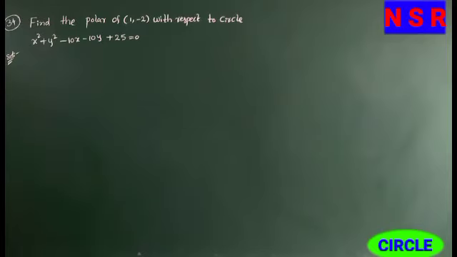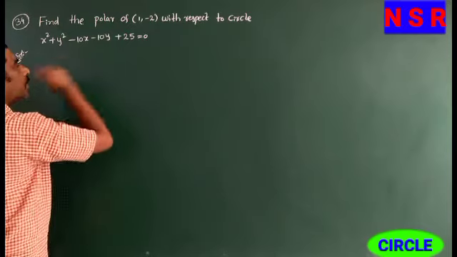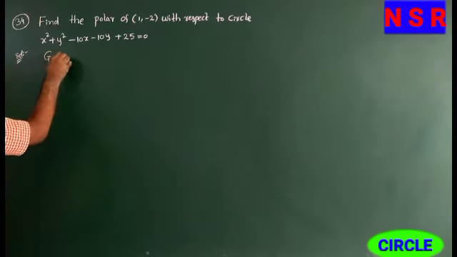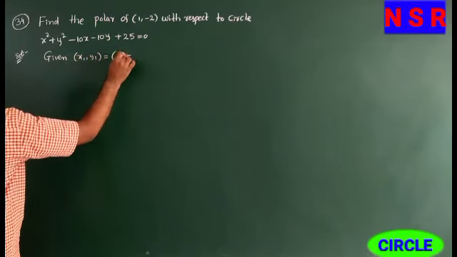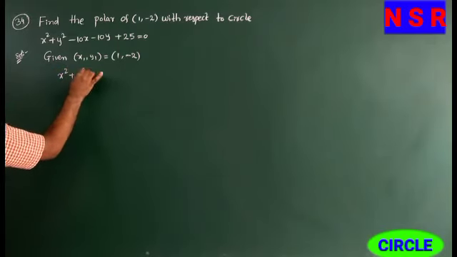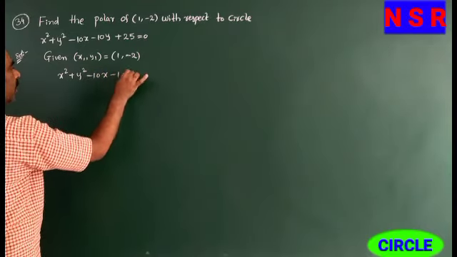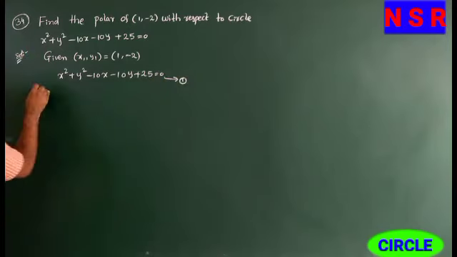So next question number 34. Find the polar of (1, -2) with respect to the circle x² + y² - 10x - 10y + 25 = 0. So here given point (x1, y1) = (1, -2). Here given circle equation x² + y² - 10x - 10y + 25 = 0. Take it as equation number 1.